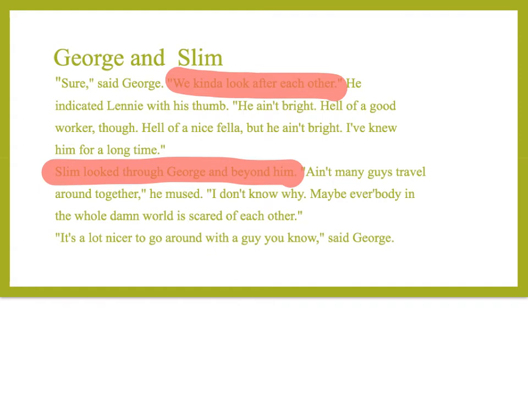"Ain't many guys travel around together," he mused. "I don't know why, maybe the whole damn world is scared of each other." "It's a lot nicer to go around with a guy you know," said George. And again, George, when he needs to be, is very clear. I want you to stay with me, Lennie. We kind of look out for each other. It's a lot nicer to go around with a guy that you know. So, George isn't scared of being clear. He's not scared of declaring that their friendship is something that he needs, and that they operate as a unit.